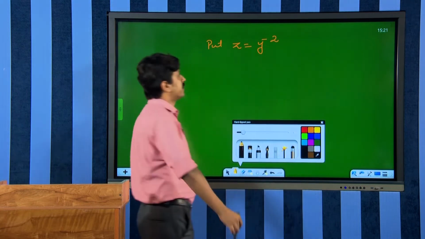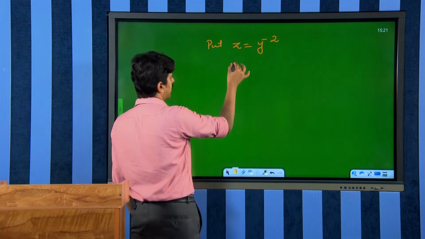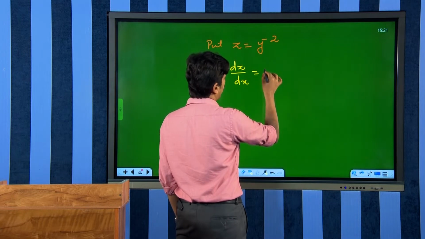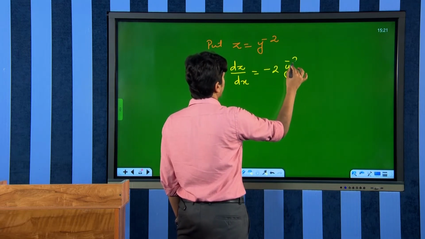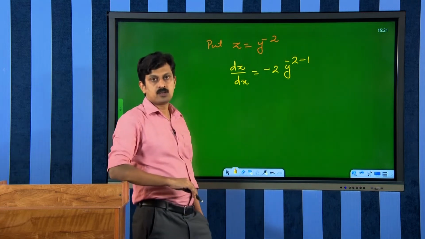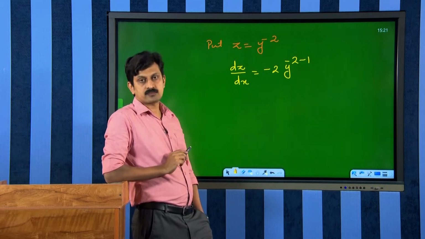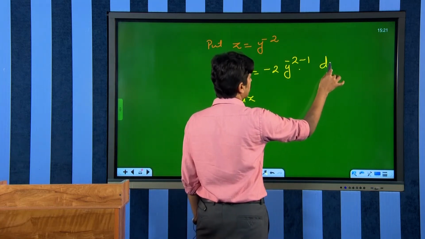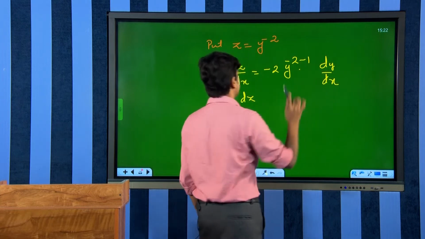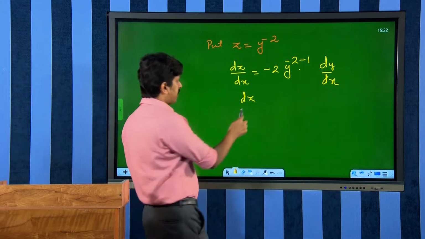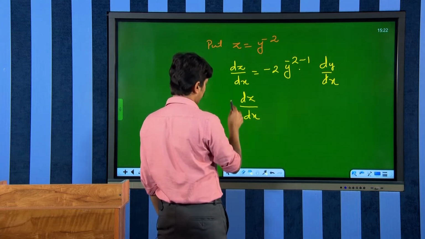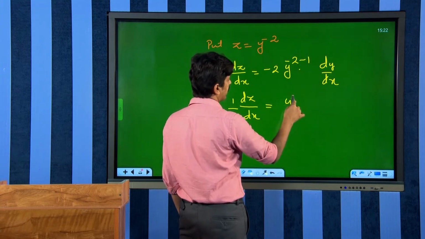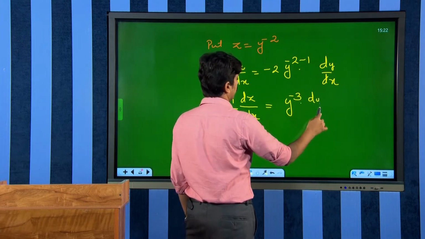So, we can differentiate both sides, therefore we will have dz by dx is equal to minus 2 y raised to minus 2 minus 1, y raised to minus 3. And because it is a term in y, dy by dx, that is y dash, is there. So dz by dx into 1 by minus 2 is equal to y raised to minus 3 into dy by dx.